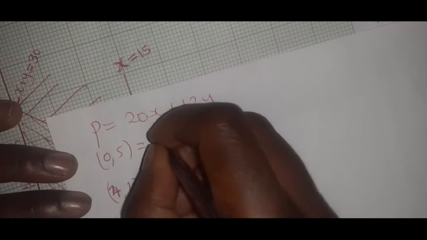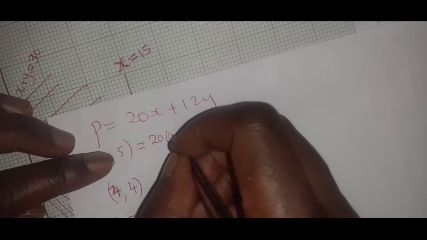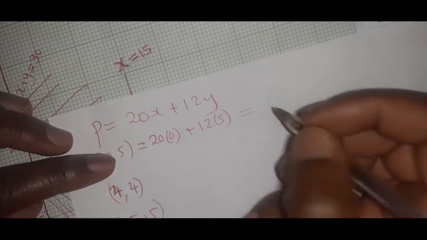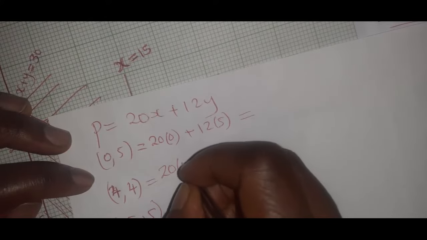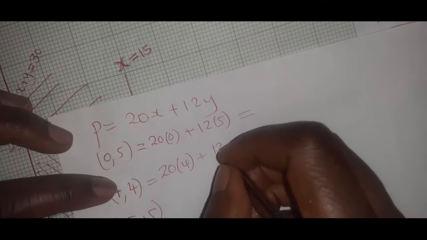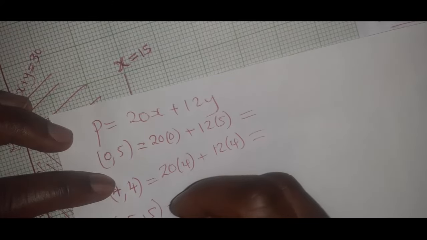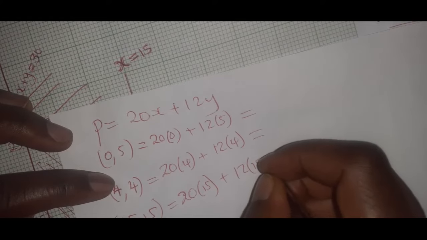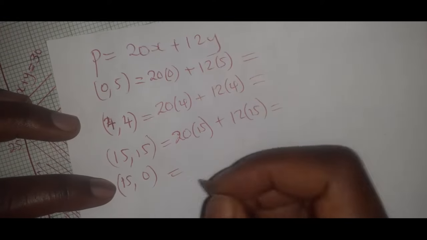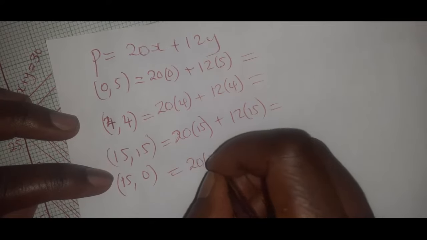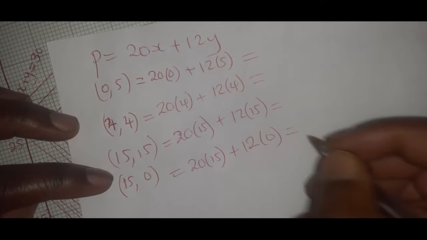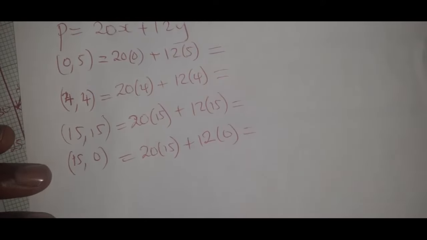So now what we need to do here is to say 20 multiplied by, what is the x coordinate? 0, plus 12 multiplied by, what is the y coordinate? 5. Then what do we get? We do the same thing here. 20 multiplied by 4, and then 12 multiplied by 4. What do we get? Then we have 20 multiplied by 15 plus 12 multiplied by 15. What do we get? And here we have 20 multiplied by 15 plus 12 multiplied by 0. What do we get?